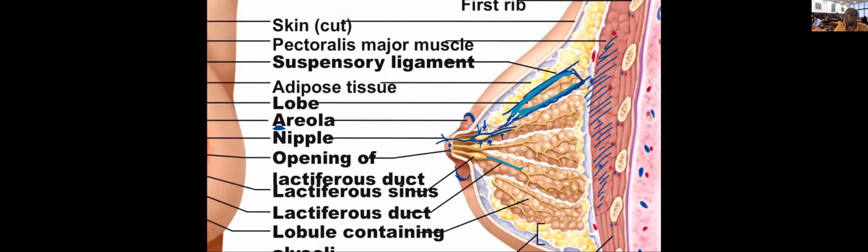Another 5 stars diagram. It's going to be the diagram showing the sagittal section of the breast. Remember, the mammary glands are arranged into lobules and they are held by the suspensory ligaments. Each of those glands has a duct. If you remember, we call this the lactiferous duct.